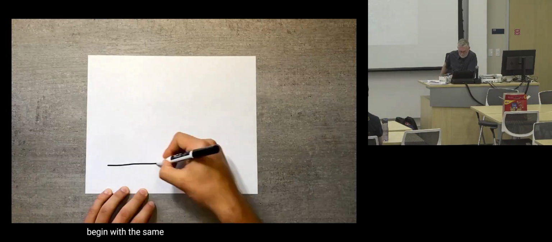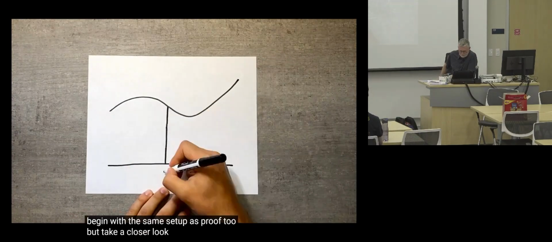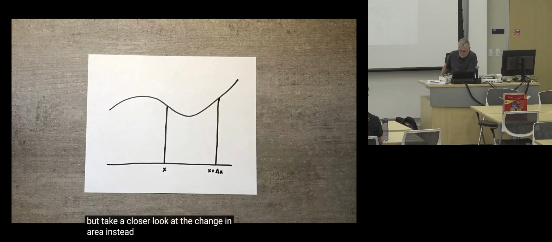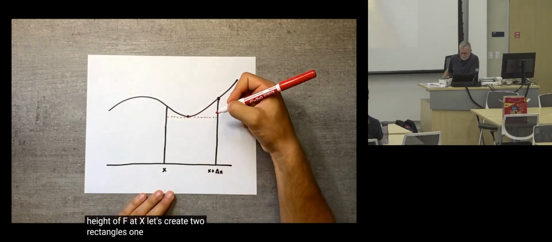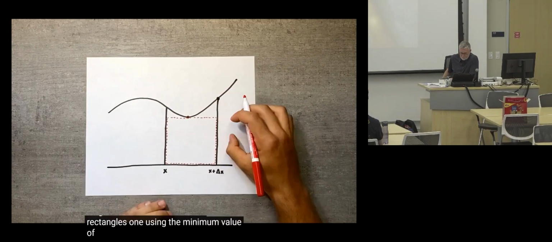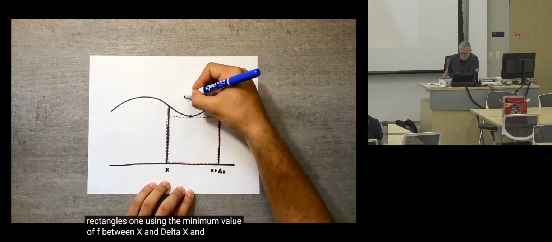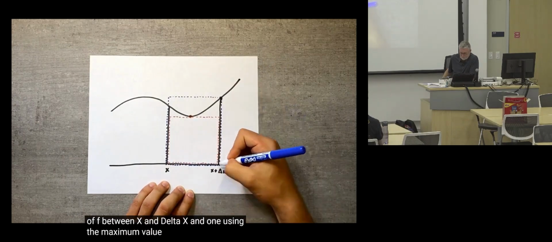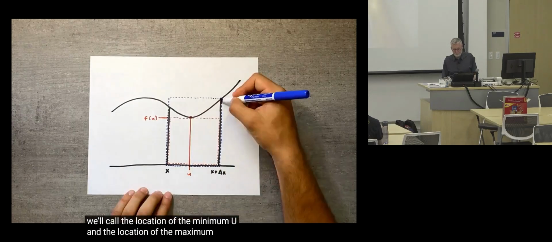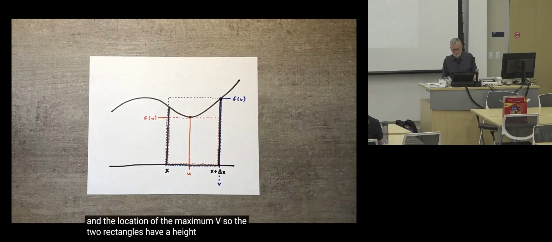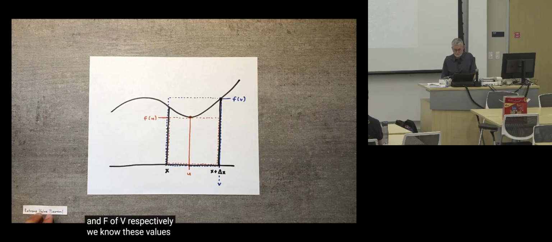We begin with the same setup as proof 2, but take a closer look at the change in area. Instead of creating a single rectangular approximation using the height of f at x, let's create 2 rectangles, one using the minimum value of f between x and x plus delta x, and one using the maximum value. We'll call the location of the minimum u and the location of the maximum v, so the 2 rectangles have a height of f of u and f of v, respectively. We know these values have to exist because of the extreme value theorem.